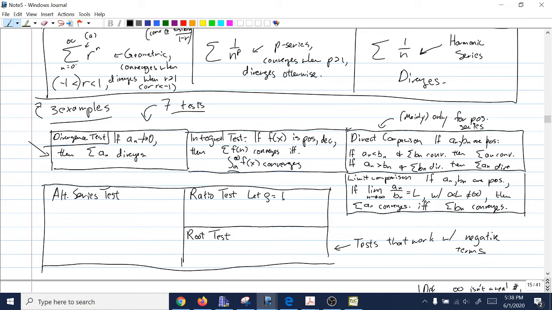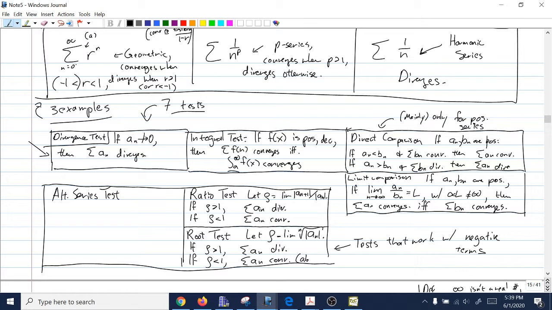Let rho be the limit of an plus 1 over an. If rho is bigger than 1, the sum of an diverges. If rho is less than 1, the sum of an converges. Here let rho be the limit of the nth root of absolute value an. Same deal. If rho is bigger than 1, the sum of an diverges. If rho is less than 1, the sum of an converges. I should add in absolutely.